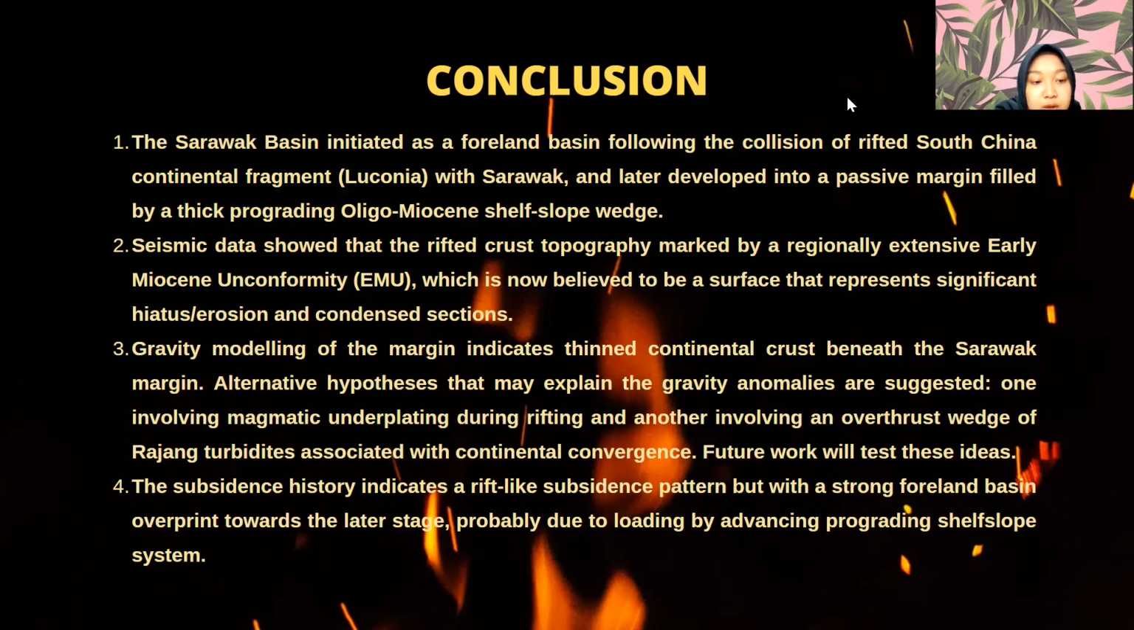And the gravity modeling indicates a thin continental crust underneath the Sarawak shelf and slope and supports the seismic and well data interpretation. There is a probable presence of an overthrust wedge beneath the Sarawak shelf, which could be interpreted as a sliver of the Rajang Group accretionary prism. Alternatively, magmatic underplating beneath the Sarawak shelf could equally explain the free air gravity anomaly. And at present day, the Sabah margin may be a useful analog for the Oligocene-Miocene Sarawak foreland basin.